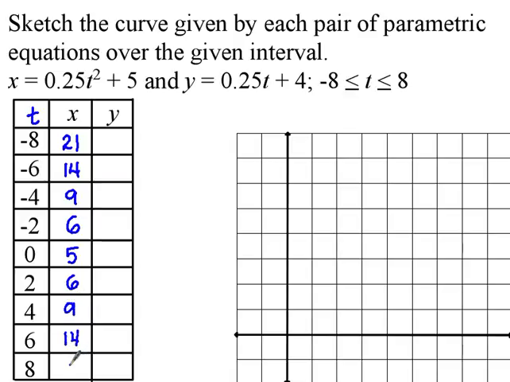Okay. So now we're going to plug in -8. When I plug in -8 into the y equation, what do I get? Close. 2. Okay, what's your next one going to be? 2.5. 3. 3.5. 4. Okay.